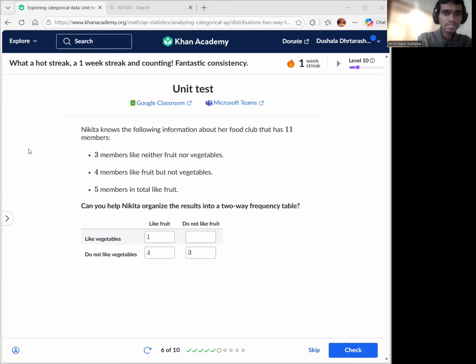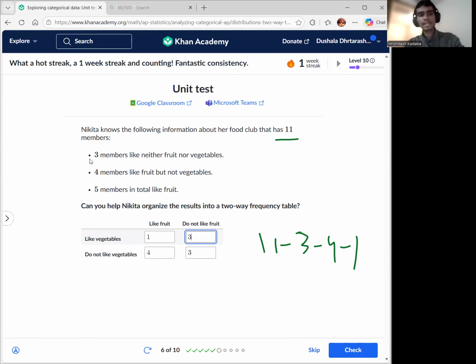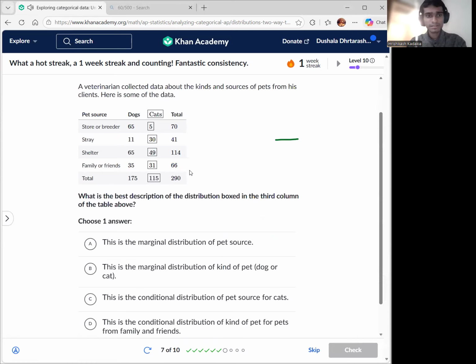Now what we need to do is, 11 members are there in total. So 11 minus 3 minus 4 minus 1, that's how we get 8. And then 8 is subtracted from 11, that is 3. So 3 may like vegetables but do not like fruit. If we add all of this together, 1 plus 3 is 4, 4 plus 3 is 7, 7 plus 4 is 11. So we get 11 total members.